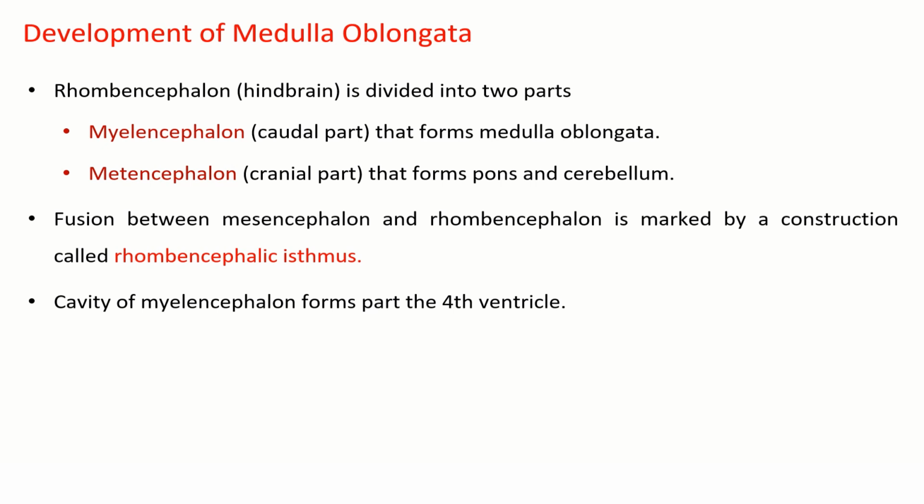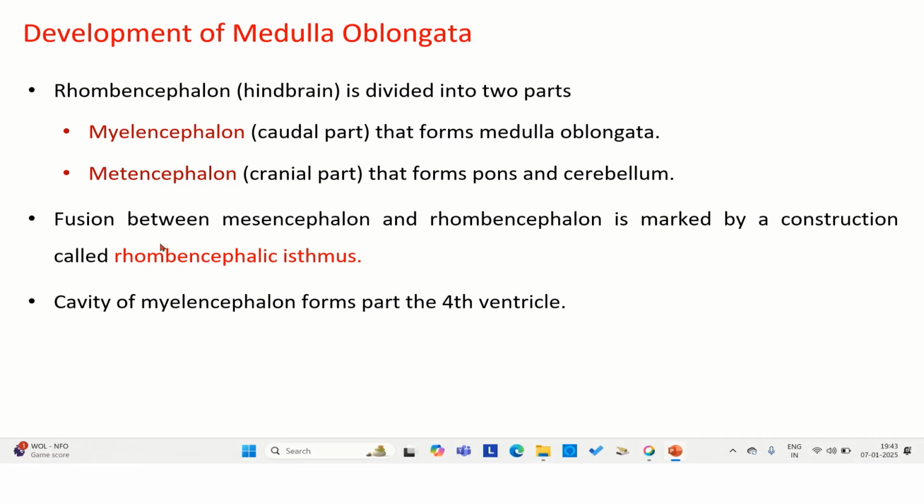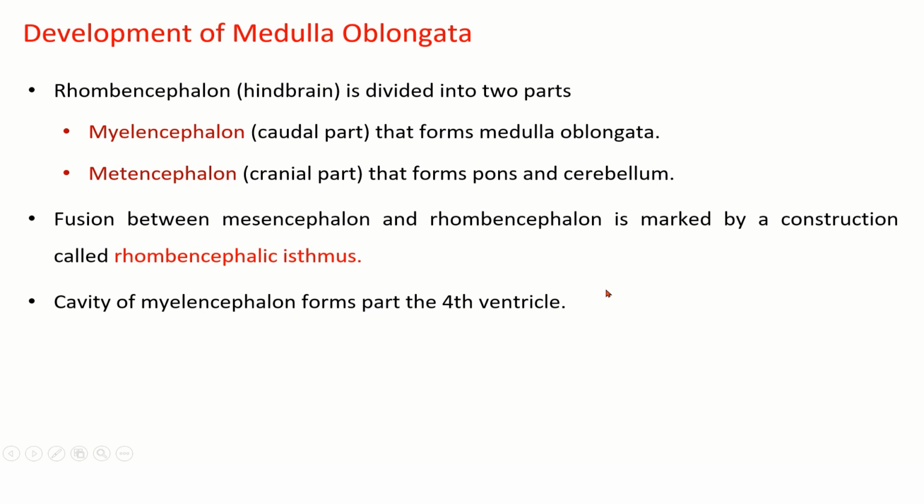So this is the third lecture on development of the brain, spinal cord and pituitary gland. Here we'll be seeing the development of the brainstem and cerebellum. The rhombencephalon, otherwise called the hindbrain, has two parts, myelencephalon and metencephalon. Myelencephalon is the caudal part, which forms the medulla oblongata. Metencephalon is the cranial part, which forms the pons and cerebellum.